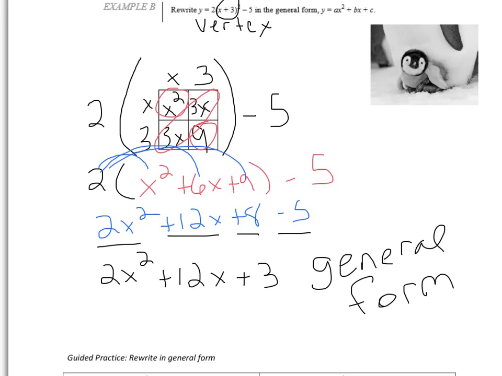Take a look at the practice problems below and try them, and then play the video.